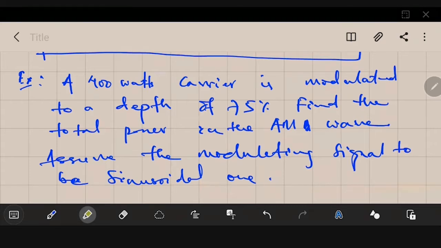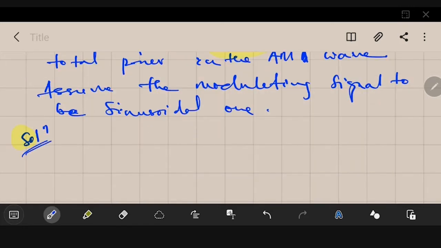You could see a 400 watts carrier is modulated to a depth of 75%. So 400 watts is the carrier power, as you could see here. And then it is modulated to a depth of 75%. So you have got the percentage of modulation. From that you will be getting the modulation index. So once you get these two, you could easily evaluate the total power. From the question, it is quite visible what data are given here.